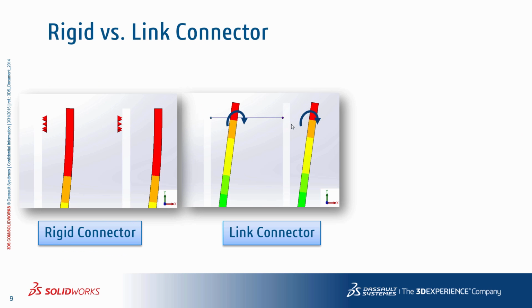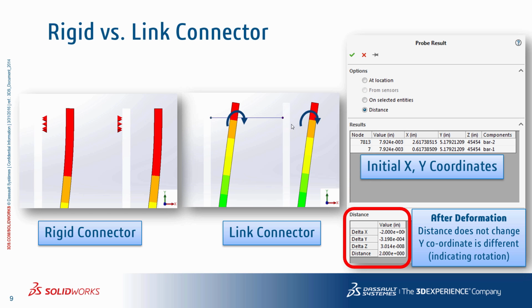In this example, a comparison is done between using a rigid connector versus a link connector on the same problem. You can clearly see the additional moment applied to the faces in the link connector example, obviously based on the bending of the structure. Now, probing the displacement plot at the two nodal attachment points of the link connector clearly shows that the distance remains unchanged after deformation. However, there is a bending or rotational effect that can be seen due to the y coordinate being different after deformation.